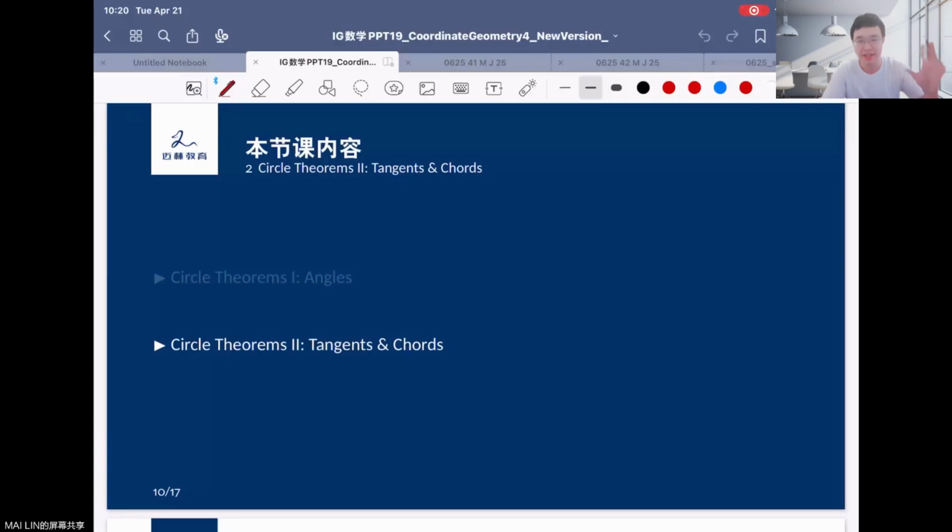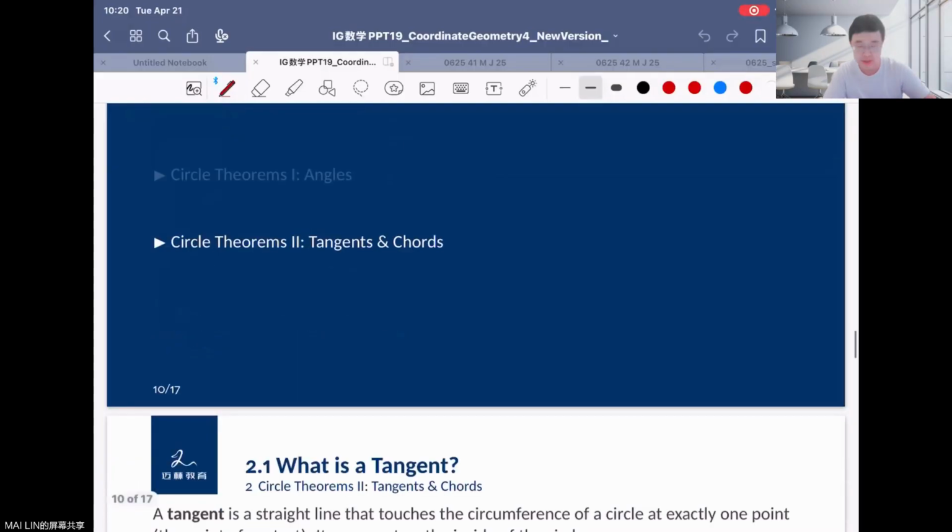Hello guys, today our topic is about circle theorem 2, about the tangent and the chord. So let's move into the first part about tangent and chord. First of all, what is a tangent?